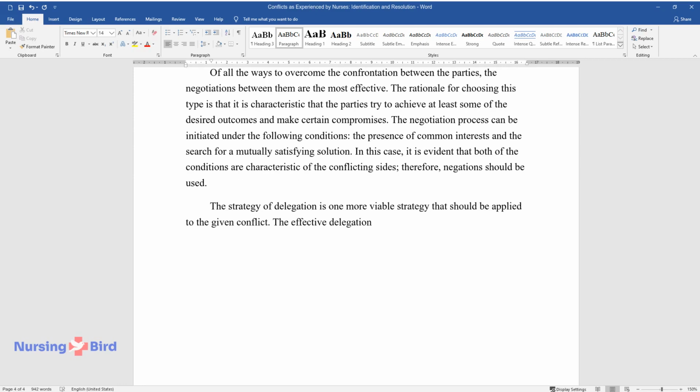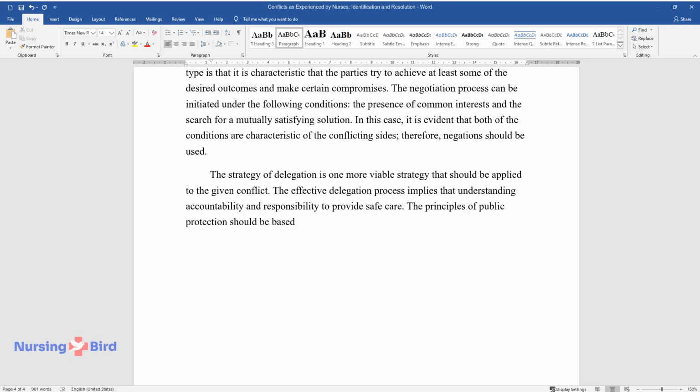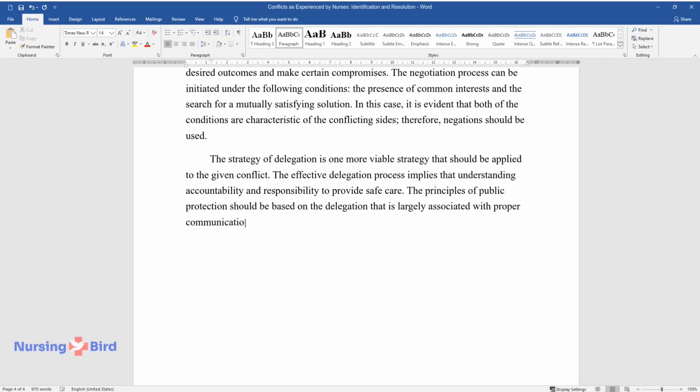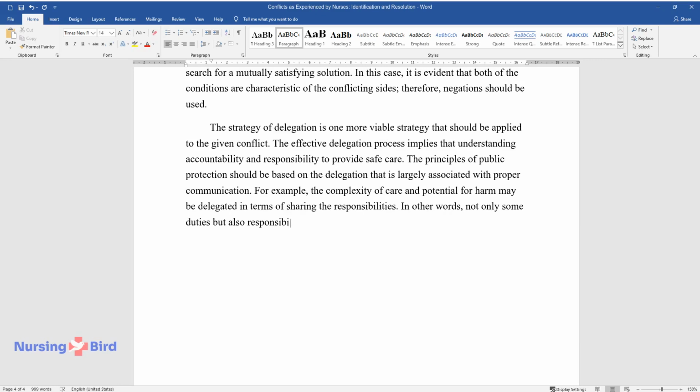The effective delegation process implies understanding accountability and responsibility to provide safe care. The principles of public protection should be based on the delegation that is largely associated with proper communication. For example, the complexity of care and potential for harm may be delegated in terms of sharing the responsibilities. In other words, not only some duties but also responsibilities should be transferred.